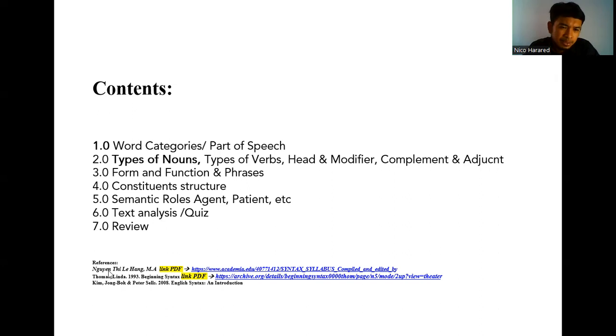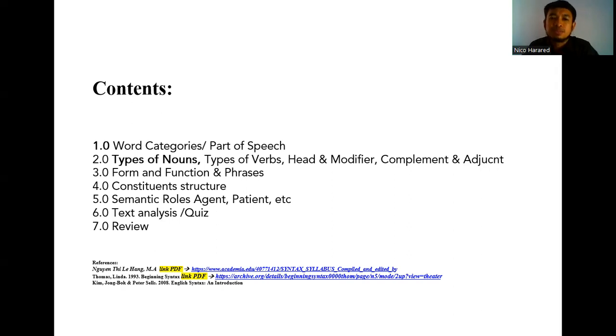For your information, the references are already taken here, so the link is also available there. You could trace the link. And also from Linda Thomas, Beginning Syntax. This is a very interesting one because we analyze the sentence by phrases. And also Jong-Bok Kim, in 2008, English Syntax: An Introduction.